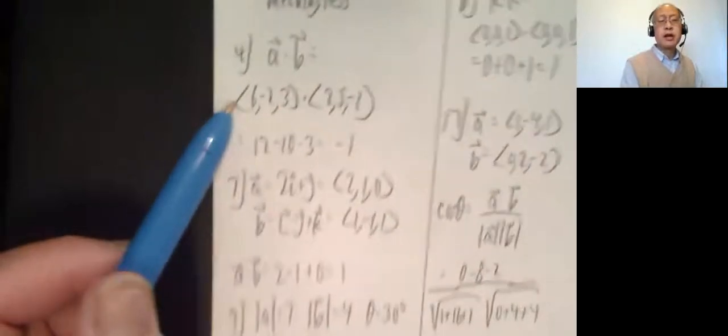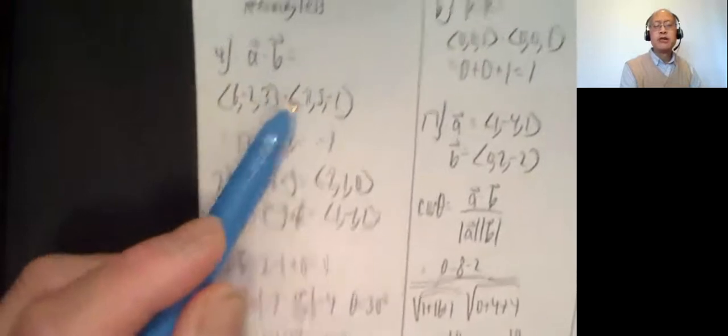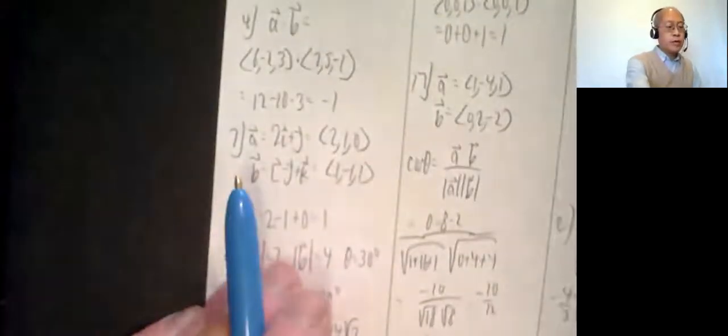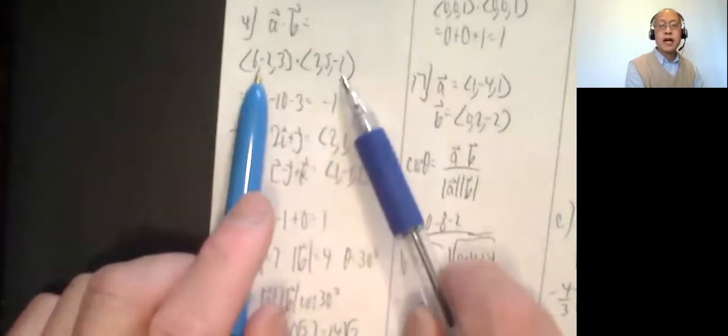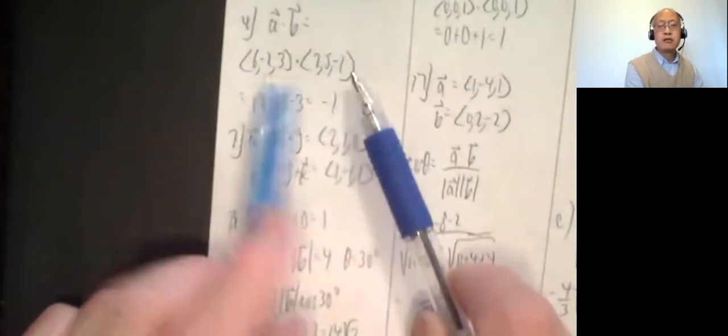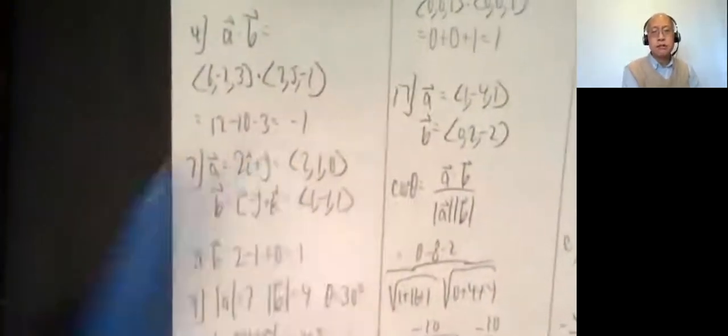So number 4, A dot B. So 6, negative 2, 3 dot 2, 5, negative 1. So all we do is multiply 6 times 2, 12, negative 2 times 5, negative 10, 3 times negative 1, negative 3, and the answer is negative 1. So that's all there is to a dot product.